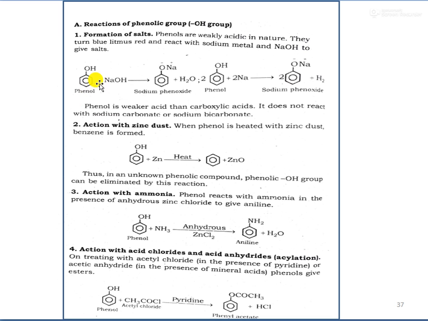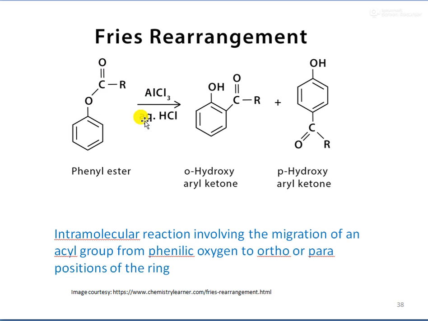So previously we discussed reactions that were reductions, and this is an acylation reaction, and this is a kind of rearrangement reaction. It is an intramolecular reaction involving the migration of an acyl group from the phenolic oxygen to the ortho or para positions of the ring. This is the Fries rearrangement.